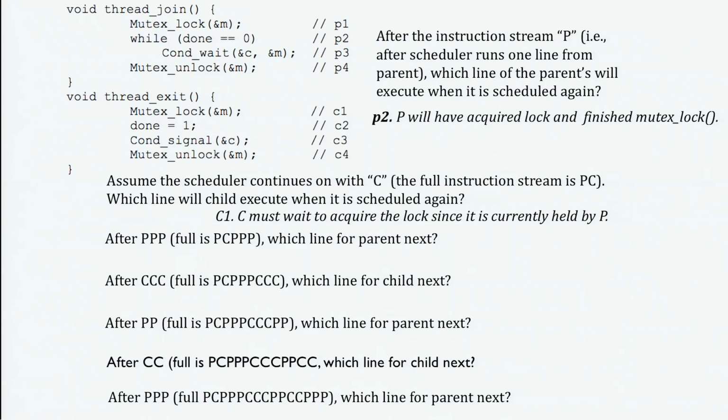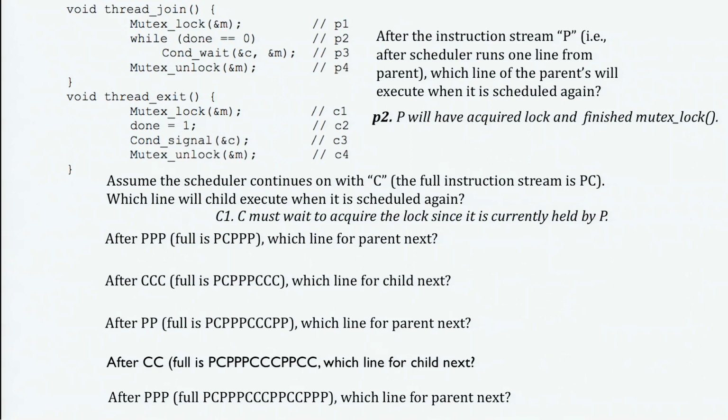So that's what I'm trying to do with these simulated instruction streams, so that you can see the dependencies across them and see that the child would be stuck in calling mutex lock until the parent calls mutex unlock because it can't grab that lock.